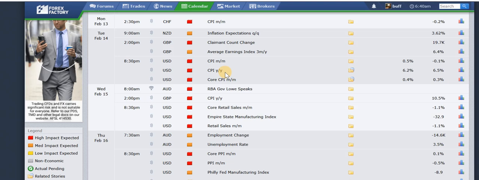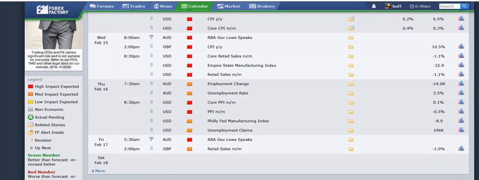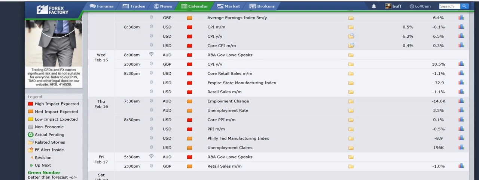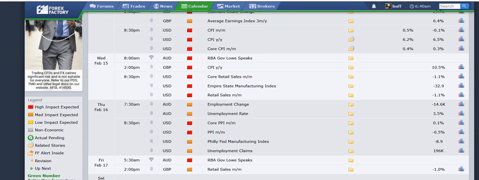Tuesday, US got CPI numbers, core price index, which can be a little bit of a market mover depending on the numbers there. Wednesday, the governor of the Reserve Bank of Australia speaking. CPI numbers out of the UK, USD core retail sales, which can move the market a little bit. Thursday, core PPI and PPI numbers out of the US, no idea what that even is. And Friday, the Reserve Bank of Australia governor talking again. He's a busy man this week.